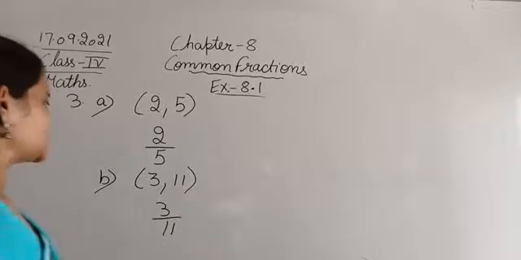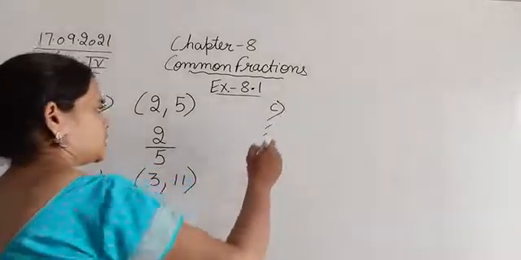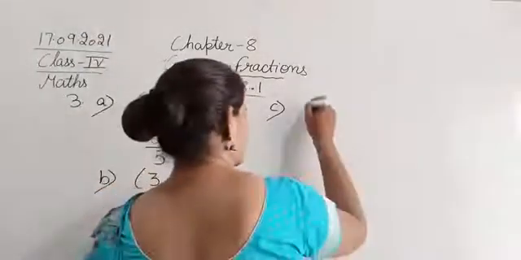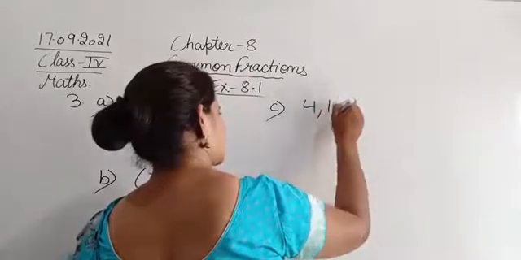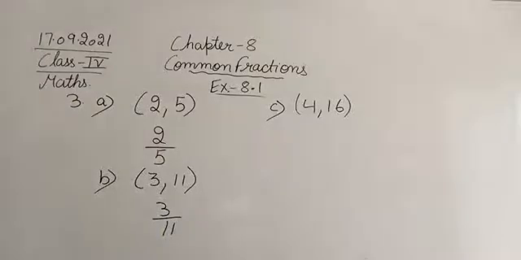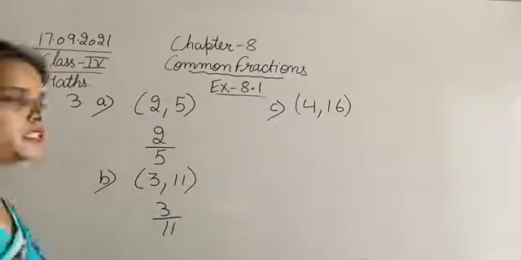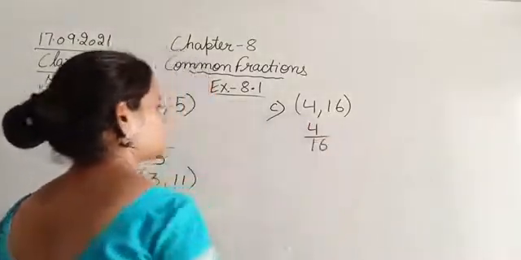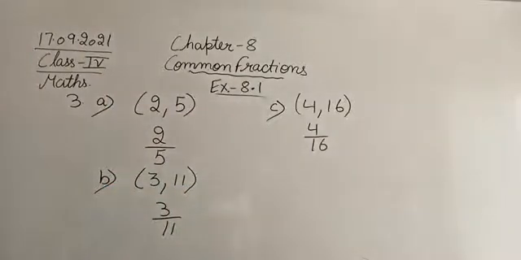Next, the C part. The C is 4 and 16. So we have to write down 4 and 16 in the fraction form. 4 and 16, that will be 4 upon 16. Okay, this is the C part.